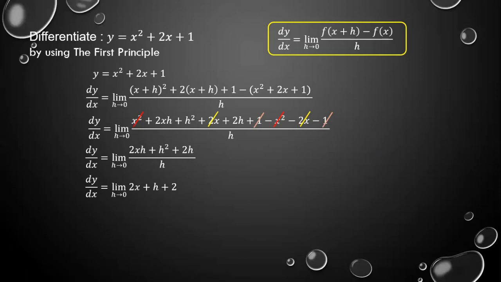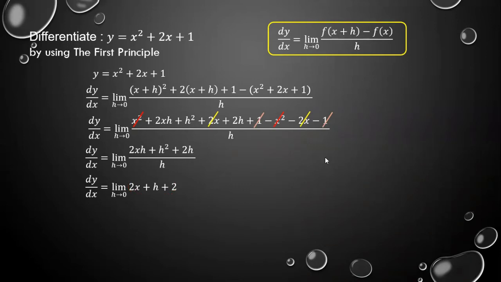Is it clear to everyone? I will show you how to process. I will distribute this function, 2x plus h plus 2, and then over h. Good. Then cancel, right? You can cancel this one. Cancel. Cancel. So that's why we got this one, right? Good too?